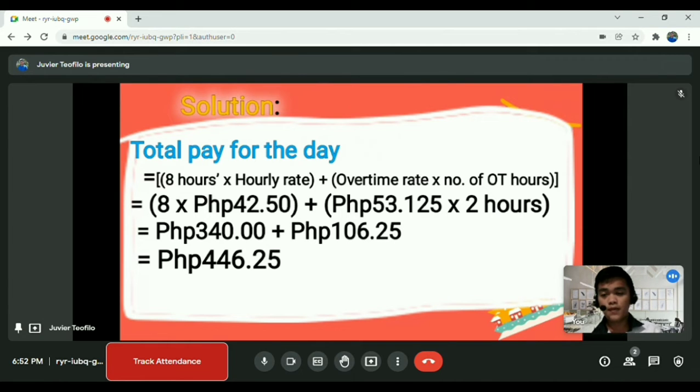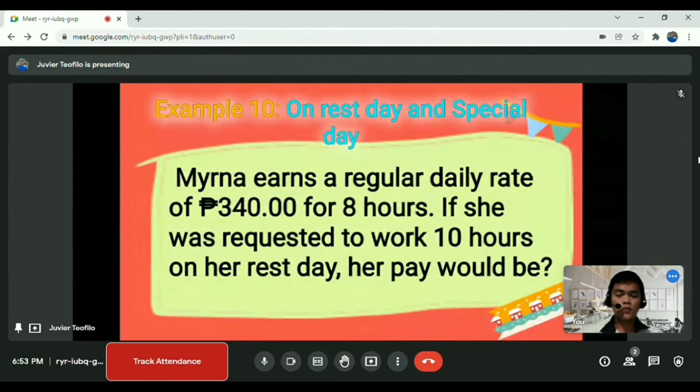Now, to multiply this, 8 times 42.50 is equal to 340 pesos, plus 106.25 if you multiply 53.125 times 2. Okay, to sum it up, Myrna earns 446.25 pesos in the ordinary day. Okay, example number 2, we're going to compute the overtime pay in terms of a rest day and special day.